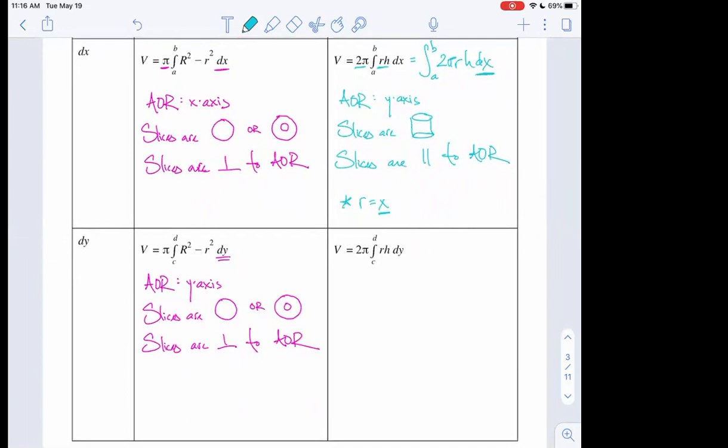So take a moment and look at this last box in our little graphic organizer. How can you modify the statements that we've already written to write similar statements for shell method if I'm using dy? All right, take a moment and write those out, and then we'll kind of check those together.